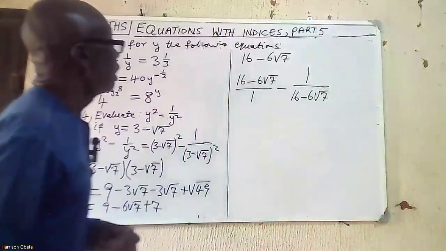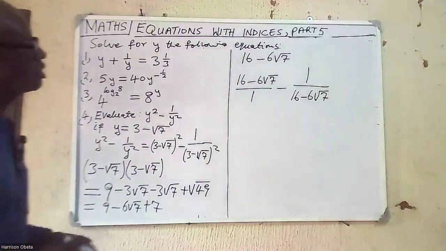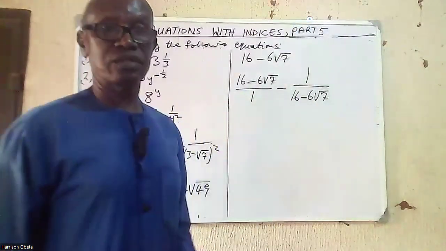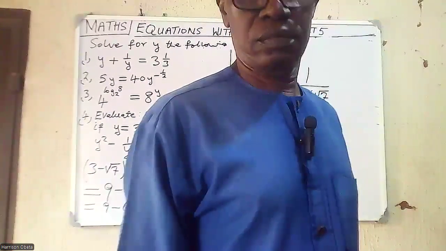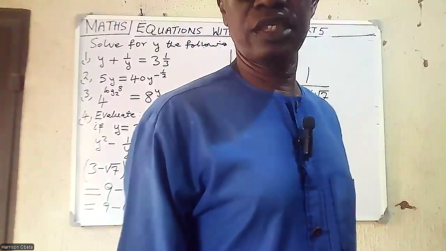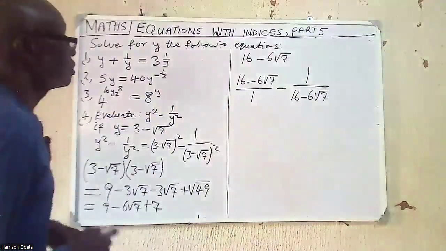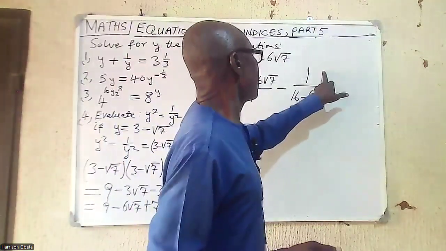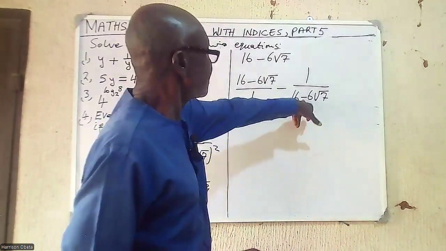But in order to simplify this, we are going to rationalize this. I hope you are conversant with rationalization. To rationalize this means multiplying the numerator and denominator by the conjugate, that is, the opposite in sign of this.